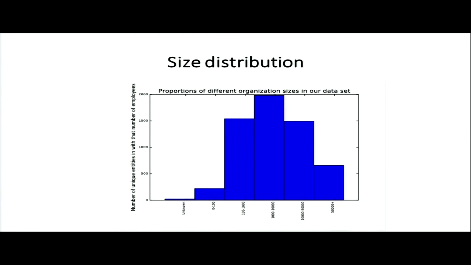This is by size. As you can tell, if you look at the various entities, 100 to 1,000 is the most common size of a company. It's a bell-shaped curve. There are few very small companies and few very large companies, as you can kind of imagine.